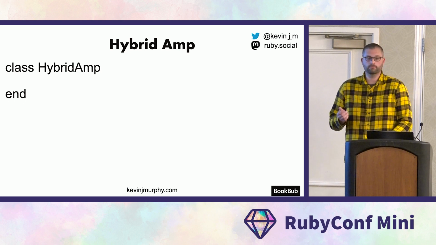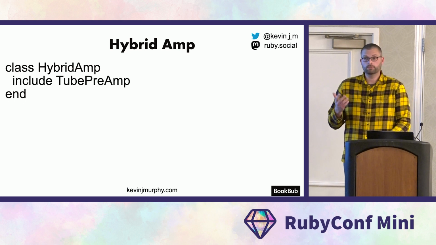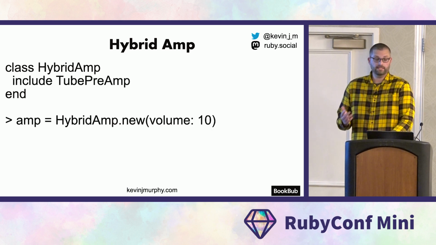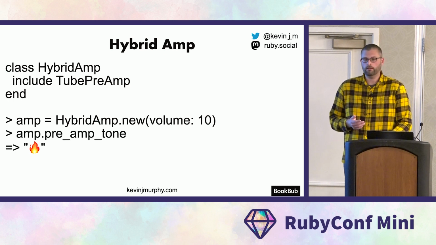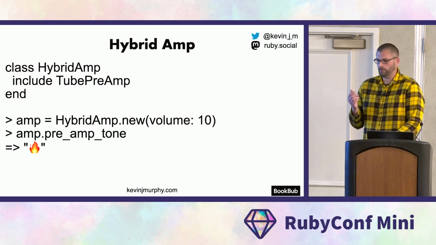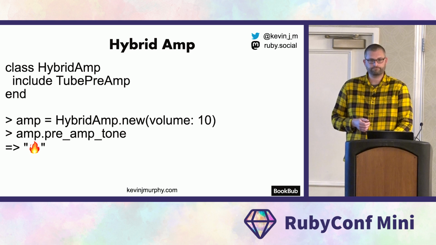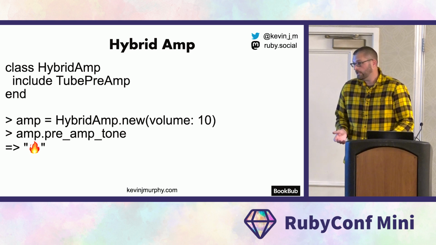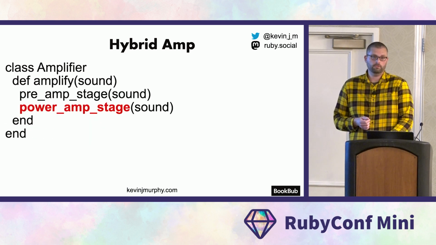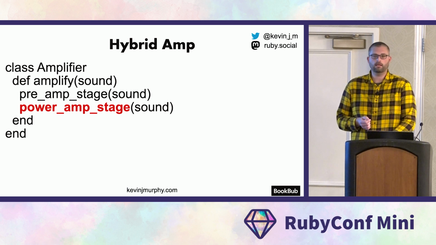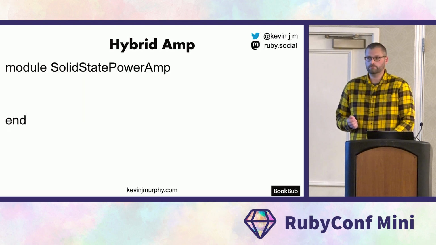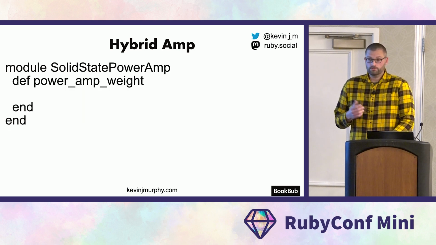And now for our hybrid amp to be able to access this behavior, we're going to include that module, and that will allow instances of our hybrid amp to have the tube amp warmth without having to write it itself. To have a functional amplifier, we also need a power amp, and a hybrid amp uses the same power amp as a solid-state amp, which is lucky for us because those are lightweight.